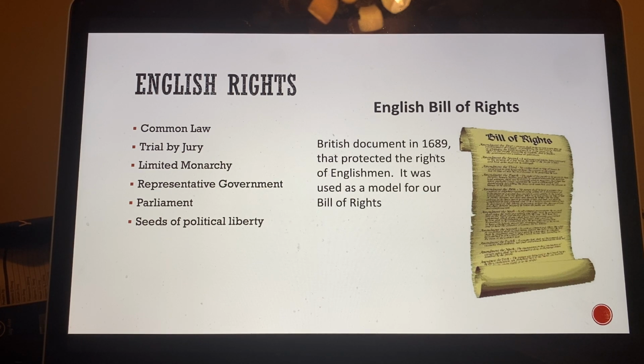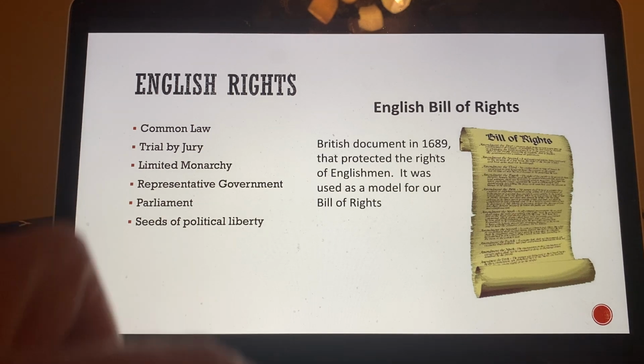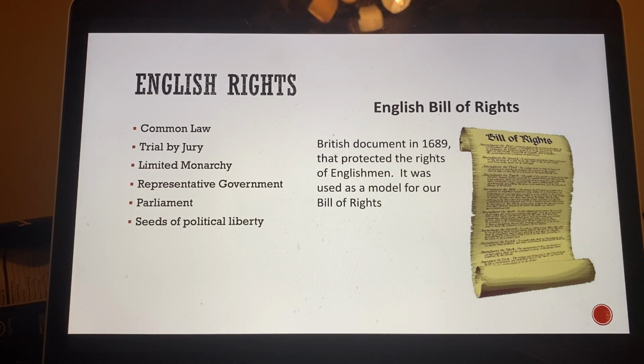And the English Bill of Rights, the British document in 1689, protected the rights of Englishmen. It was used as a model for our United States Bill of Rights. So the English people had rights, which was a precedent from other countries. In most countries, the people had no rights at all. Only the kings and the rulers had rights, but not in England. Even though later on we're going to find some of the English rights were taken away.